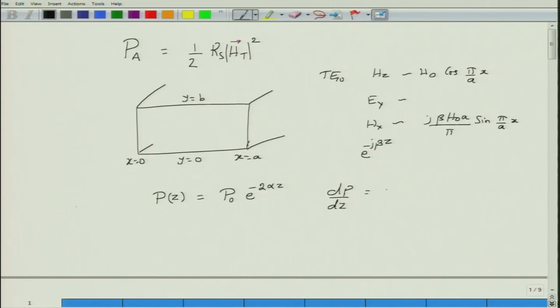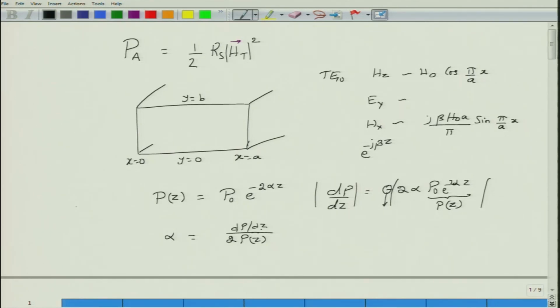So, this would be equal to minus 2 alpha P0 e power minus 2 alpha z, but this is nothing but the power at that particular z, right. So, the power at any point z is this one times 2 alpha, and if you are only interested in the attenuation coefficient, you do not really bother about the sign; you can forget about it by taking the magnitude of all of these quantities and then obtain alpha as 1 by 2P at any particular z that you are considering, and then dP by dz.